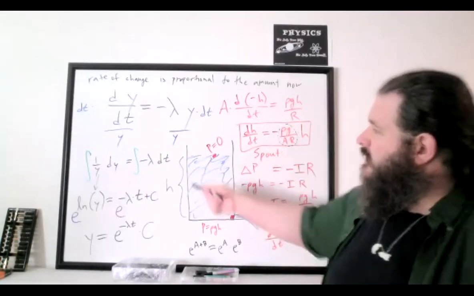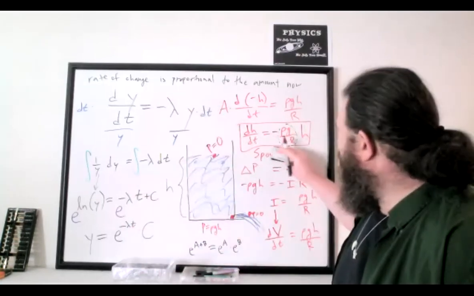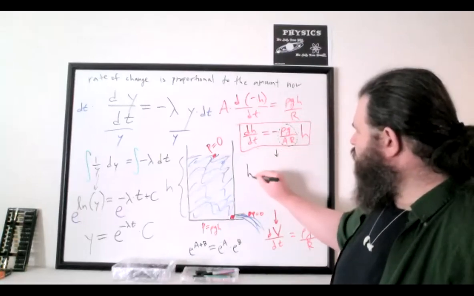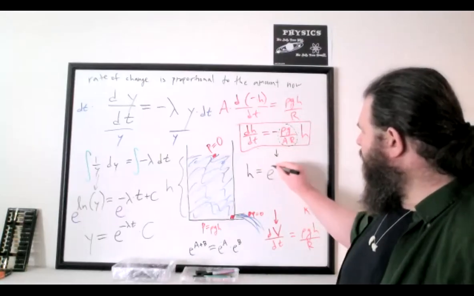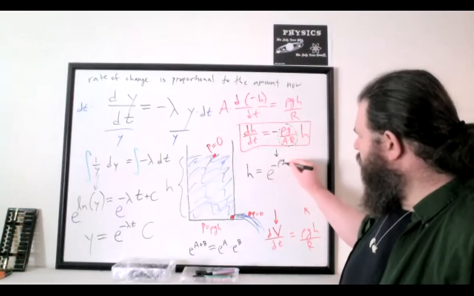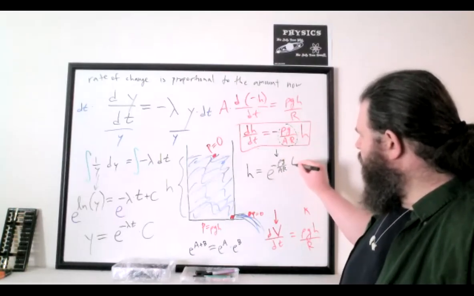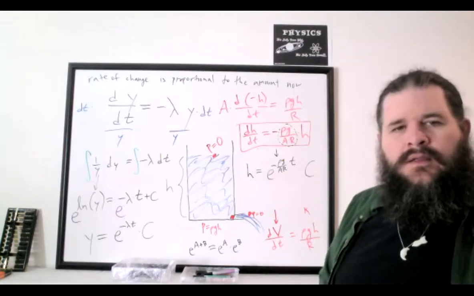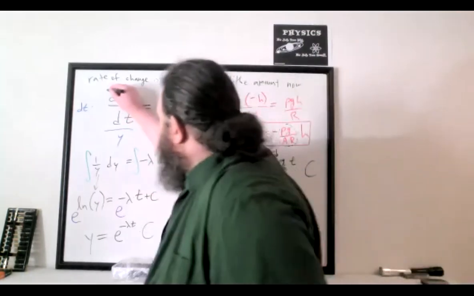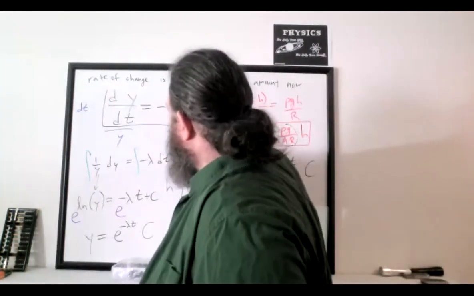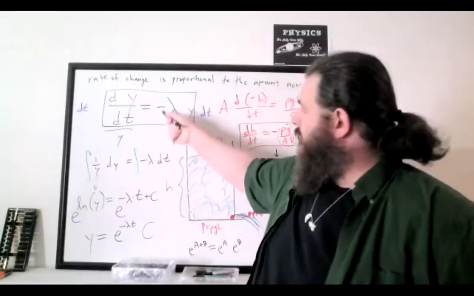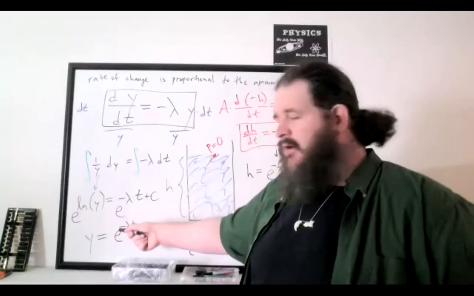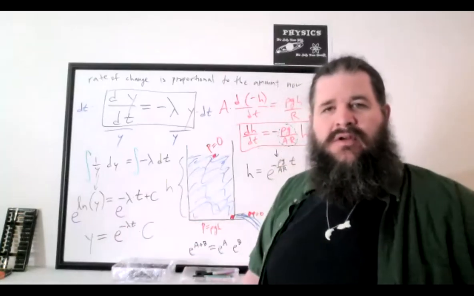So we could say, without even going through this process again, we could conclude that h is going to be e to the negative this whole constant times time times some other constant. So this is a universal rule. If this is your differential equation, if you know dy dt equals some constant times y, then y has to equal e to the power of that constant times t times some other constant.